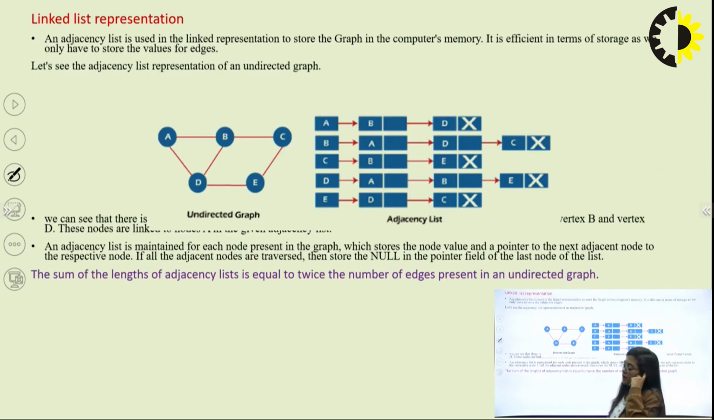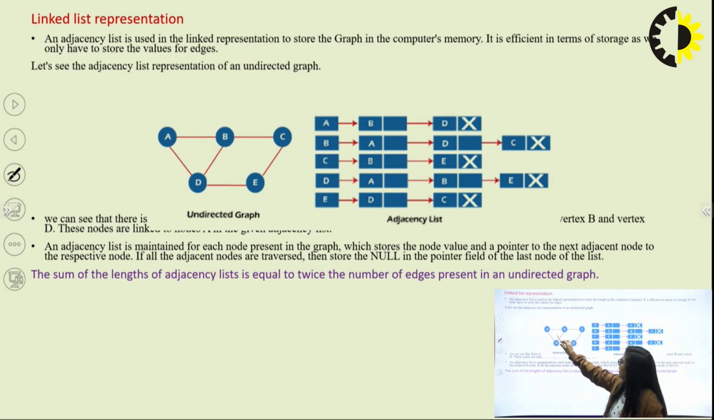Now the second representation is the linked list. A linked list is used to store the graph in computer memory, and it is efficient in terms of storage because we only have to store the edges. Here the representation is for an undirected graph. The first one is A to B, it is an undirected graph, you know. So how to represent it? I will tell you by this diagram.